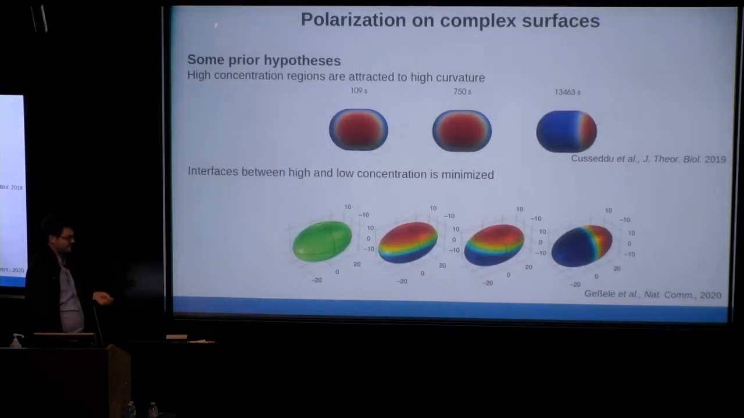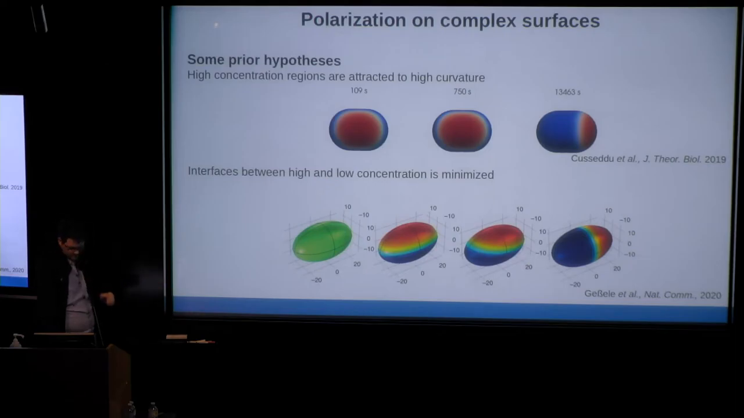And people have been thinking a lot about, okay, what's the actual relationship between cell geometry and the localization of these polar caps during polarization, the relationship between geometry and pattern formation. So these are some recent studies, and they all advanced hypotheses. This one said that high concentration regions are attracted to high curvature. This one says it's an interface minimization process. So if you look at the interface between the high concentration and low concentration, you end up with whatever the minimum interface should be on that surface.